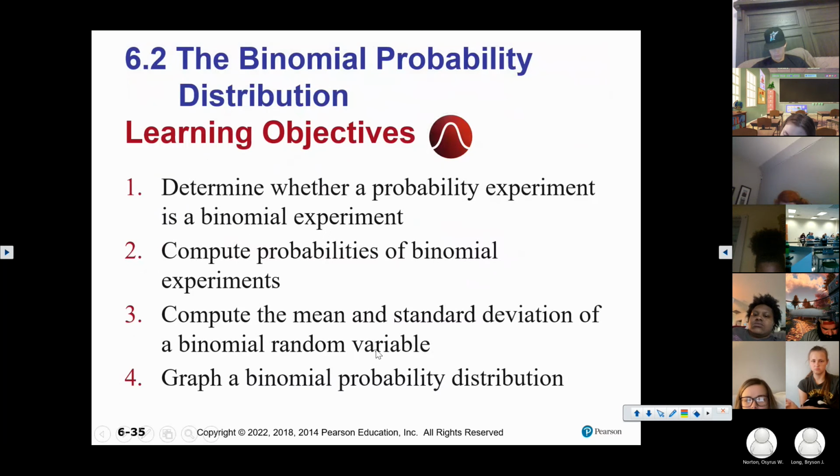Okay, now 6.2. What are we going to do in 6.2? 6.2 is based on the following three letters: N, P, and X.